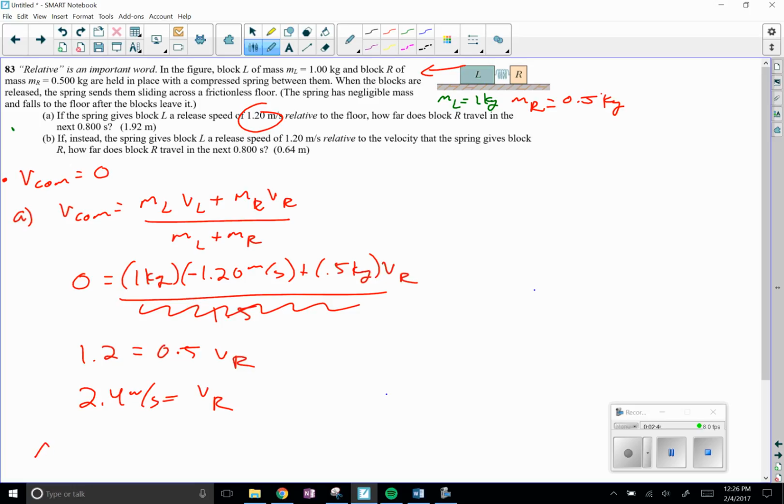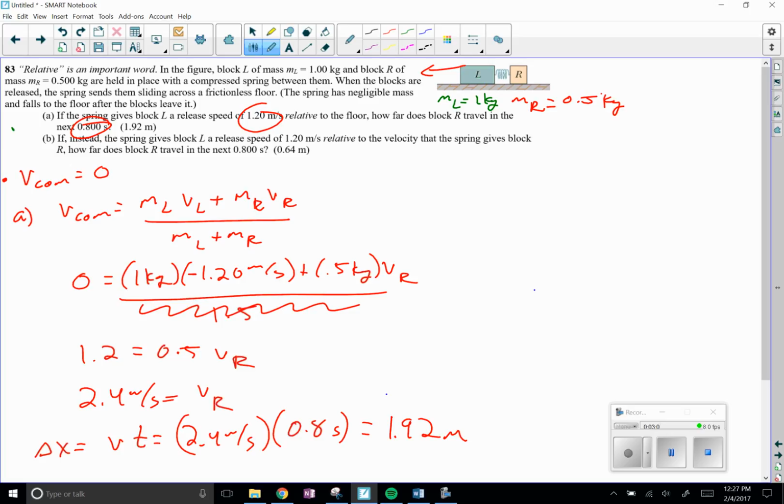So that means the displacement should be velocity times time. 2.4 meters a second is how fast that block is moving. It's going to do that for a time of 0.8 seconds. And so you get 1.92 meters, it looks like. All right, so that's the deal there.